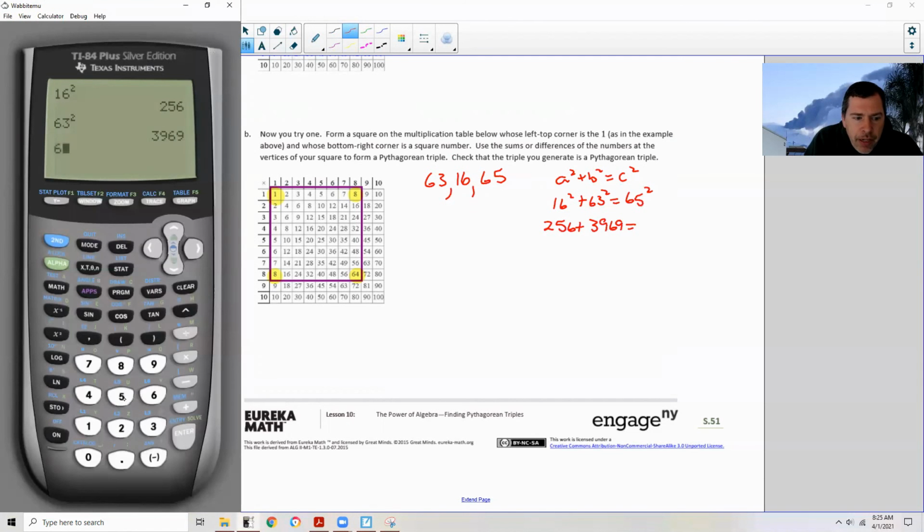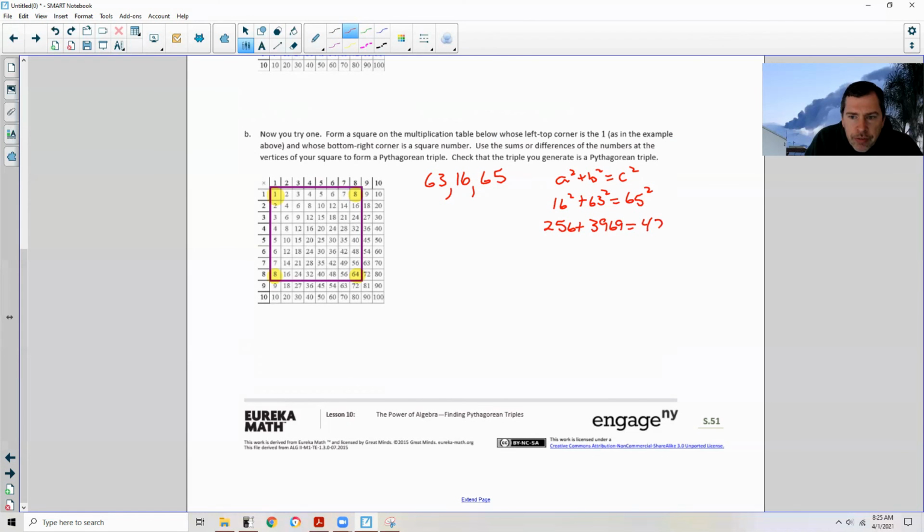And 65 squared is 4,225. Now 9 and 6 is 15, carry the 1. 6 and 5 is 11, plus 1 is 12, carry the 1. 9 and 2 is 11, plus 1 is 12, carry the 1. And I get 4225 equals 4225. That makes the Pythagorean theorem true, and therefore our 16, 63, 65 is a Pythagorean triple. Oh, that's pretty cool.